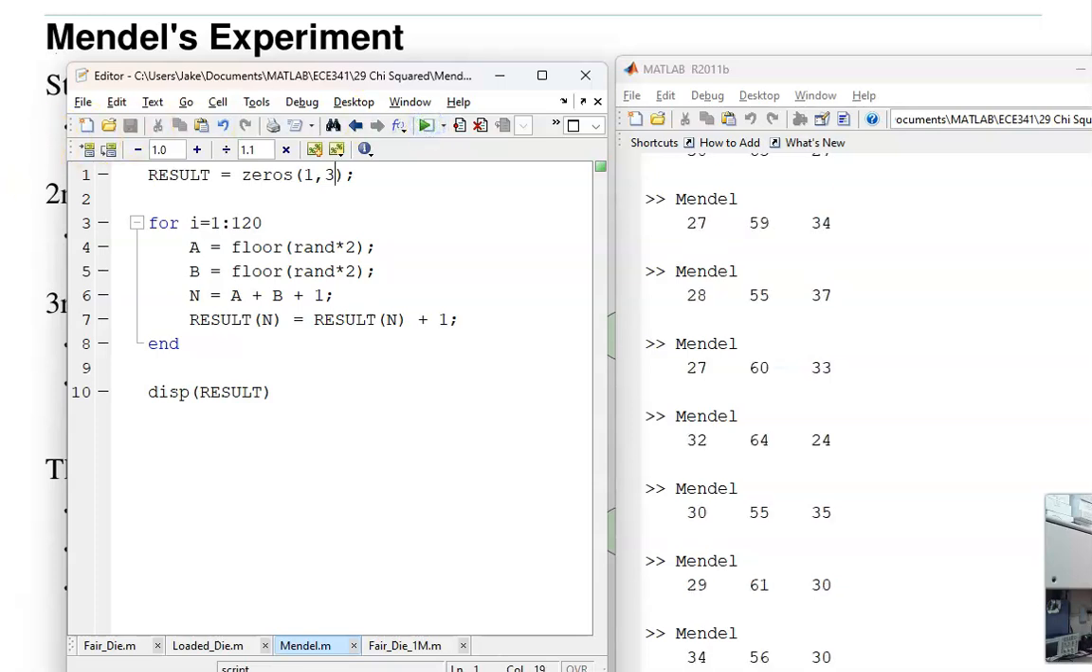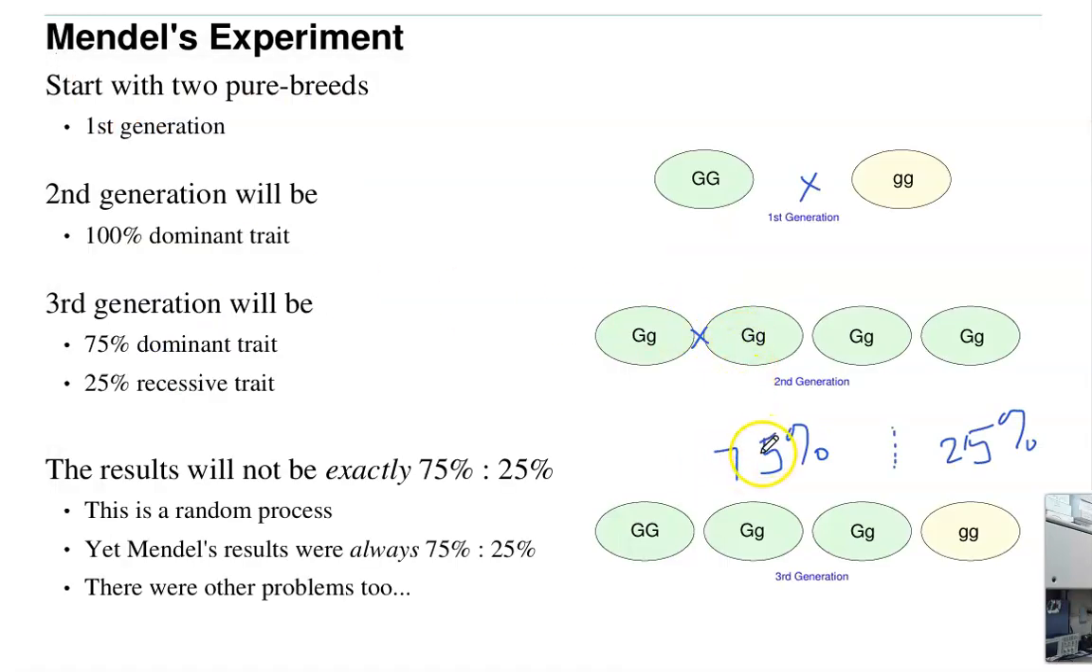If you're truly running the experiment, you should get, on average, 25%, but each run is going to be different. Well, Mendel always got 25% recessive gene on the third generation, showing that his theory is correct. That's not going to happen. Or at least it's very unlikely that that happens. And that happened with Mendel over and over again.